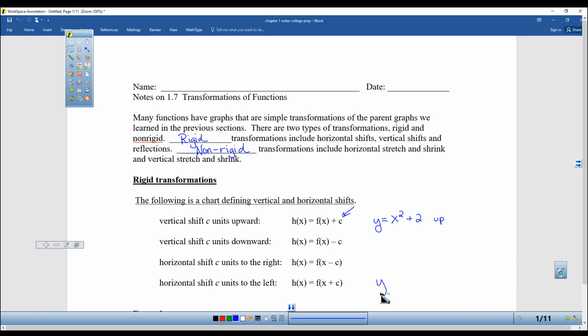But if you saw it here, where the 2 is part of the whole squaring function, that's going to move it to the left. So the up and down is as you would think it is. A plus goes up, a minus goes down. It is backwards from what people are used to, or what you would expect it to be, for a horizontal shift. If it's minus c, it's actually going to the right. And if it's plus c, it's actually going to the left.